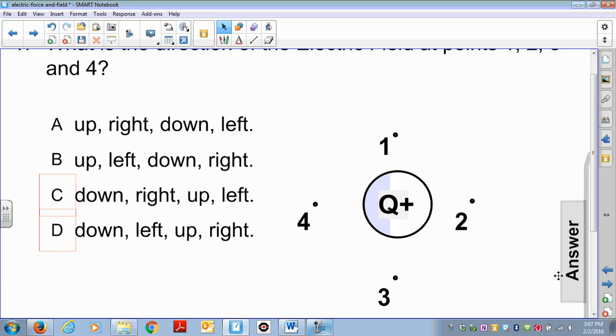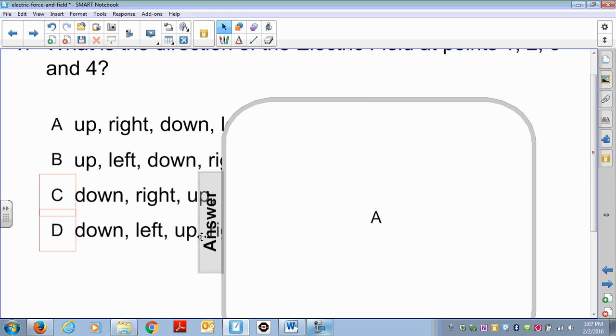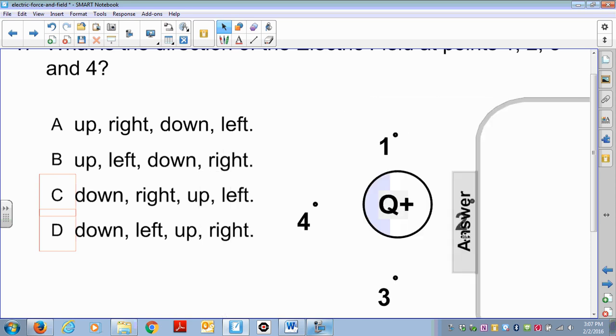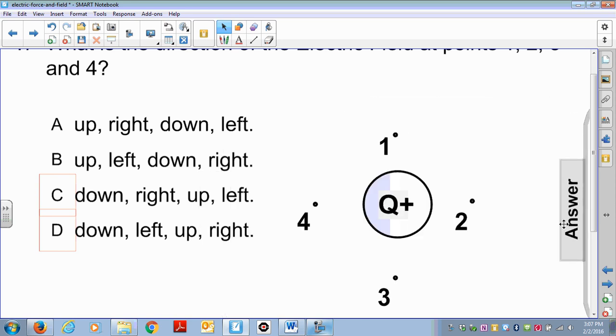Okay, so let's go ahead and see if you've chosen the correct answer. The correct answer is A. It's up, right, down, left.